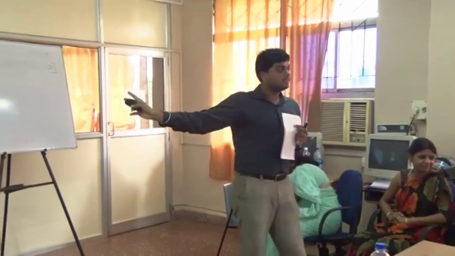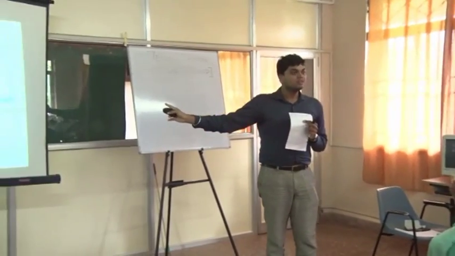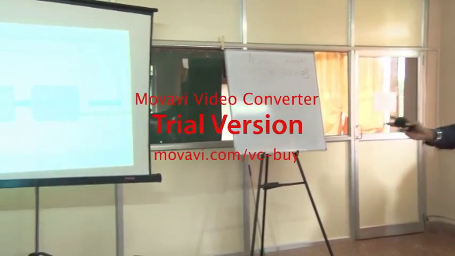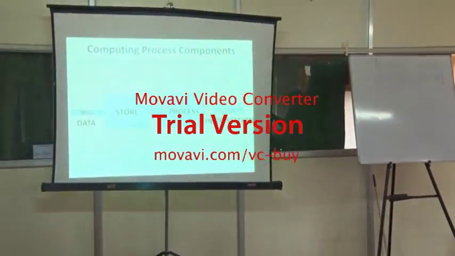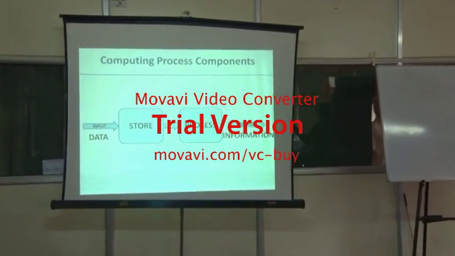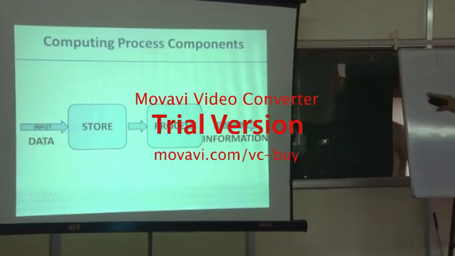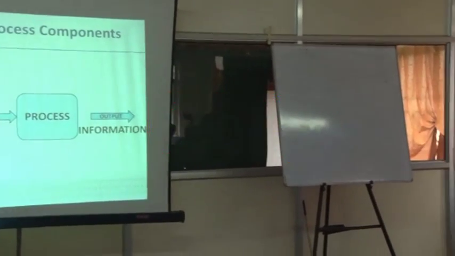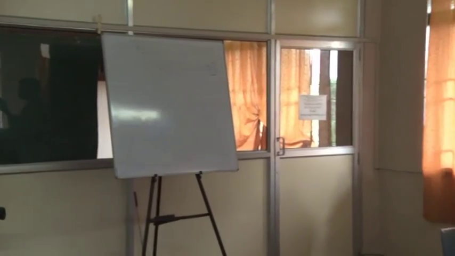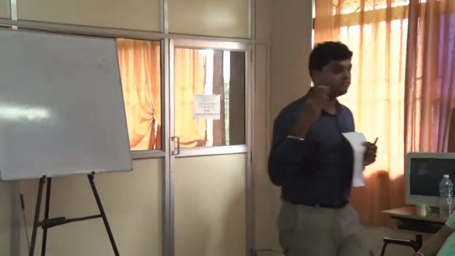Is there any difference between data and information? Yes. Information is nothing but processed data. The data which is going in the first part is your raw data, and after your computing process, what you finally get out is your information.